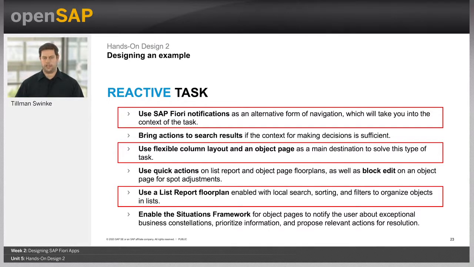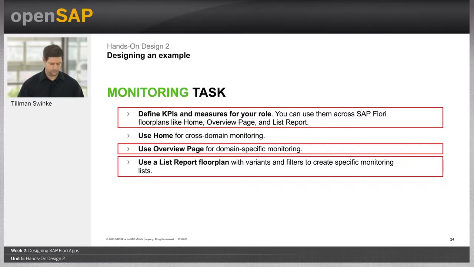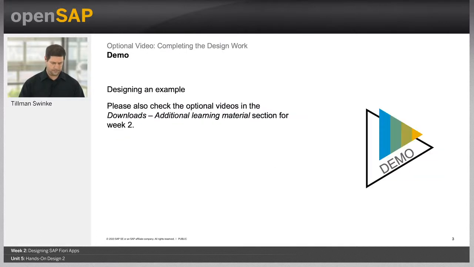Let's look at the monitoring task. A meaningful KPI on home and overview pages means Lisa can see, for instance, how many incidents happened and how many products are affected right away. An overview page makes a lot of sense since Lisa needs to monitor the domain of deliveries. Okay, enough theory. Let's get our hands dirty and tackle the problem in depth.